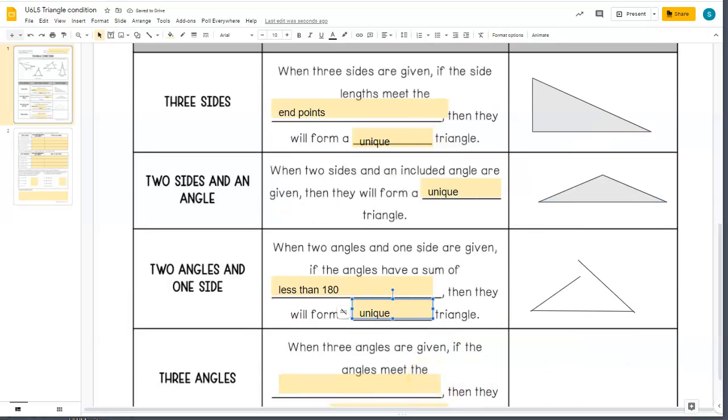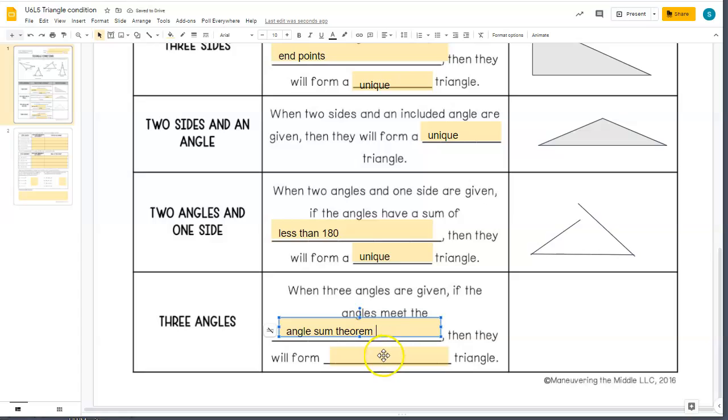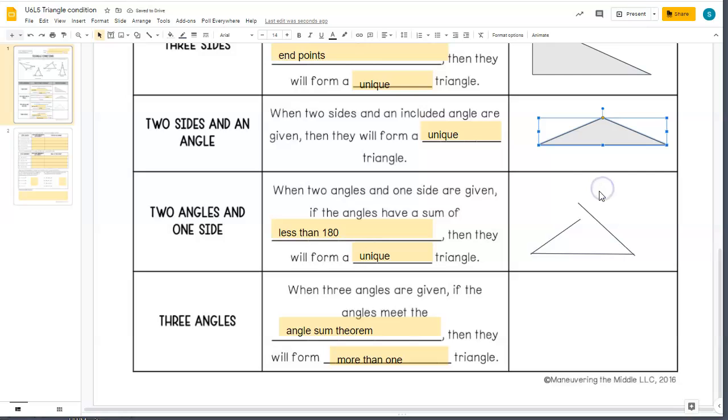When all three angles are given, then if the angles meet the angle sum theorem, meaning they add up to 180 degrees, they will form more than one triangle. Meaning we can make bigger and bigger triangles. So if we take this triangle here, and we copy it, then we copy it again, except this time we're going to make it just a little bit bigger.